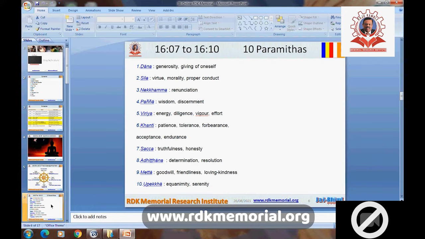This is our ten paramitas. First one is dana, generosity, giving of oneself. Shila, virtue, morality, proper conduct. Nekkhamma, renunciation.